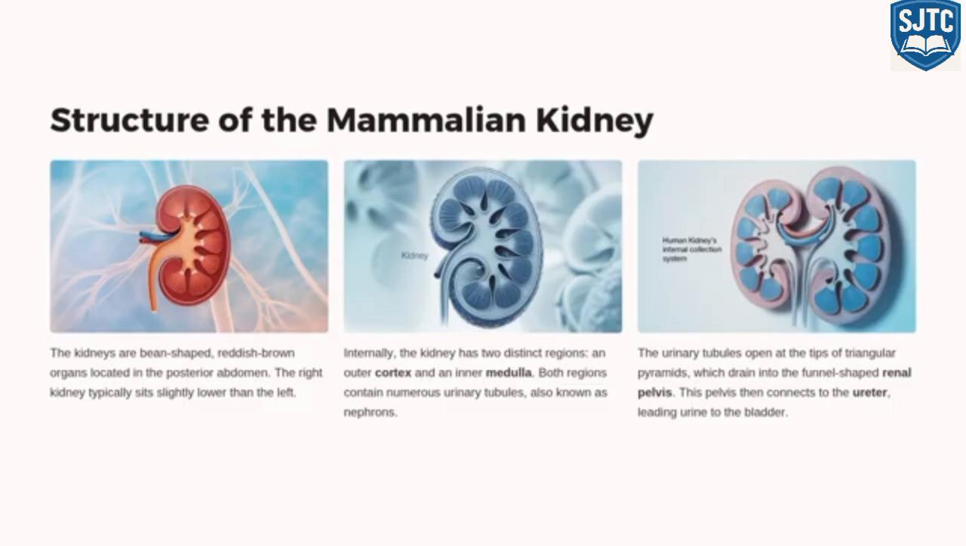Both regions contain numerous urinary tubules, also known as nephrons. The urinary tubules open at the tips of triangular pyramids, which drain into the funnel-shaped renal pelvis. This pelvis then connects to the ureter, leading urine to the bladder.